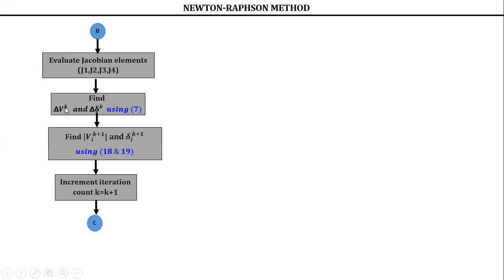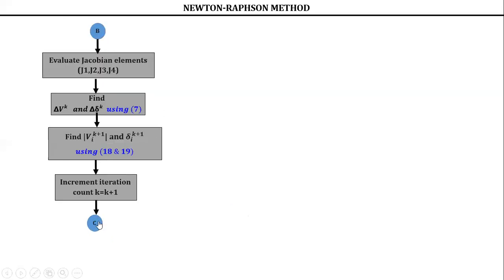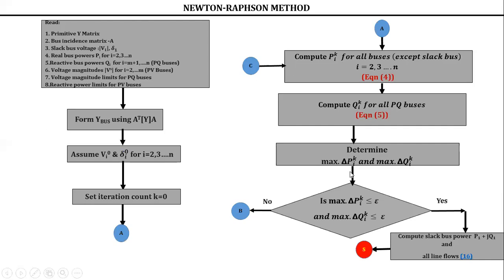That means here it becomes delta V1 and delta 1. Update the values of Vi and delta, increment the iteration count, come here, compute, again come here, go there, come here, again compute. So this process you have to repeat till it converges. When it converges, then find out the slack bus power and all line flows. This is your Newton-Raphson method flow chart.